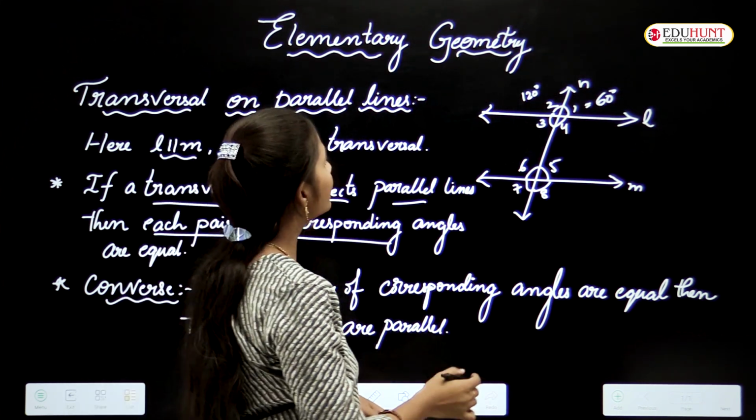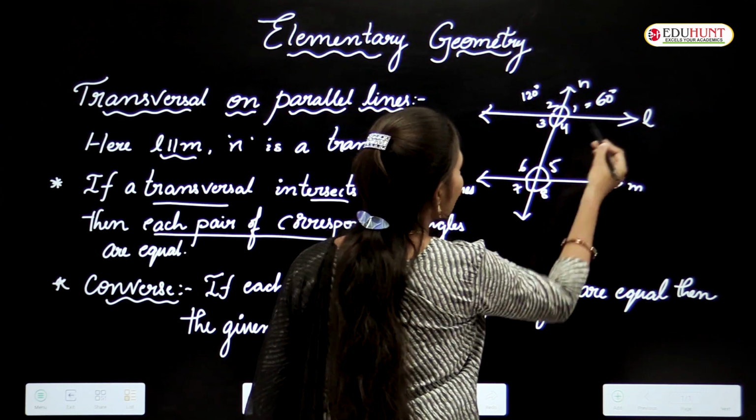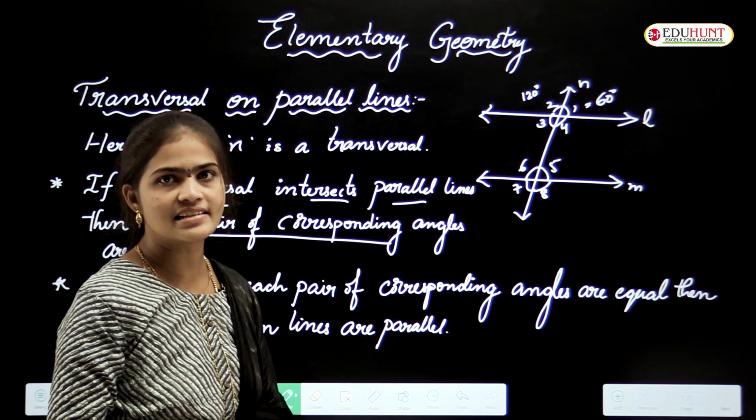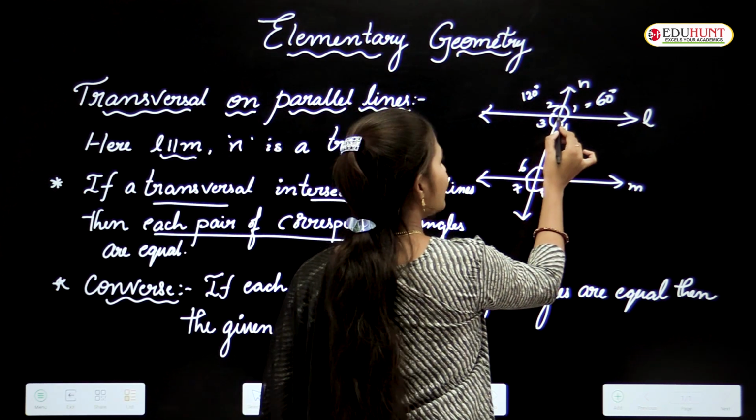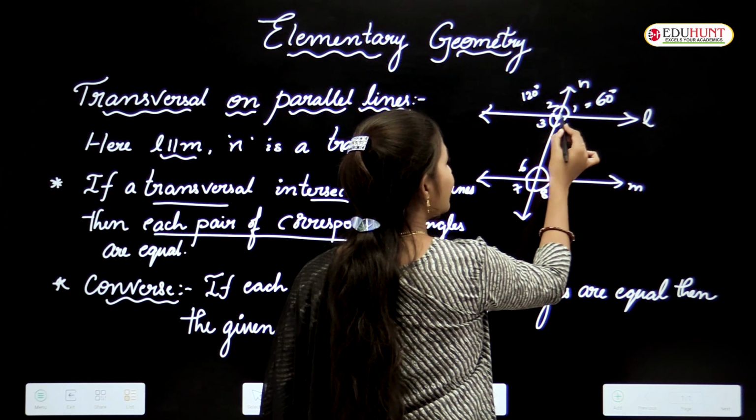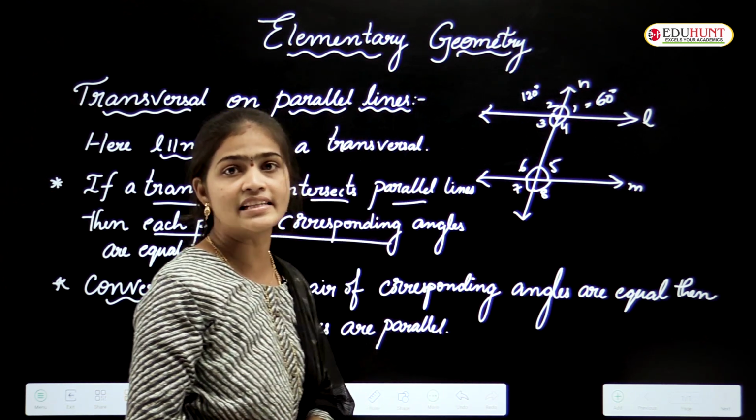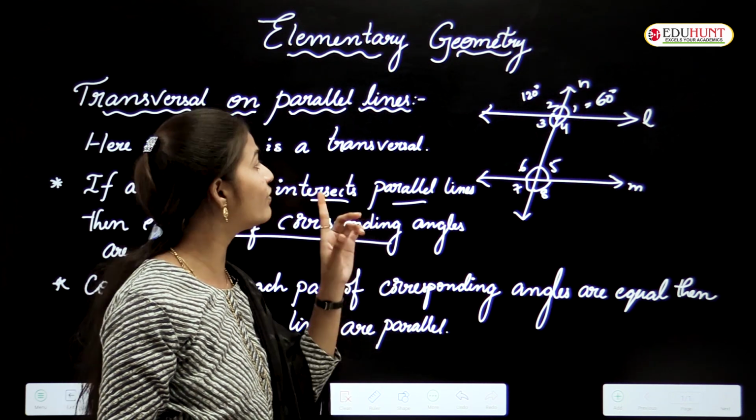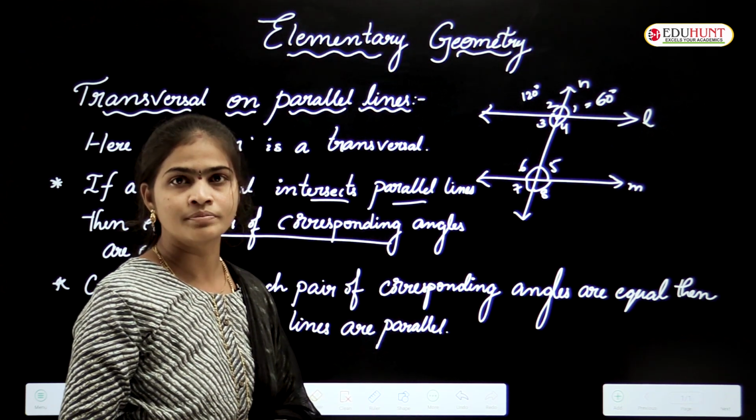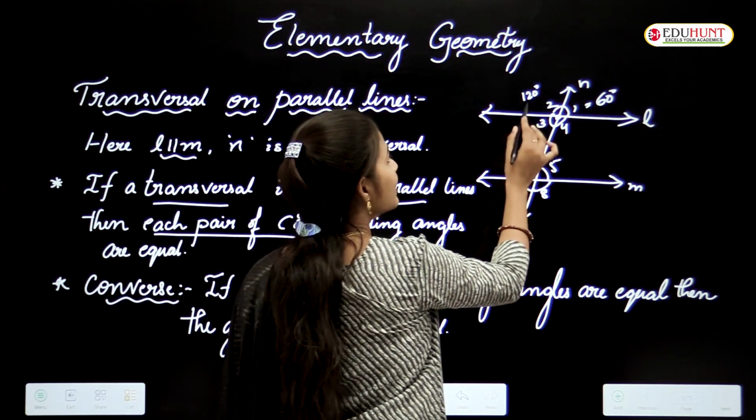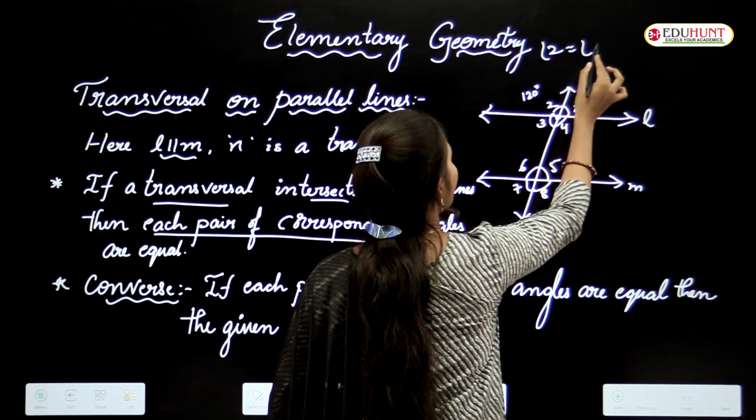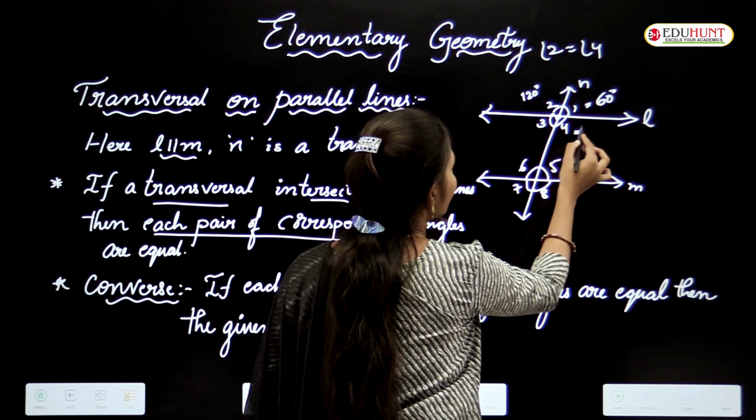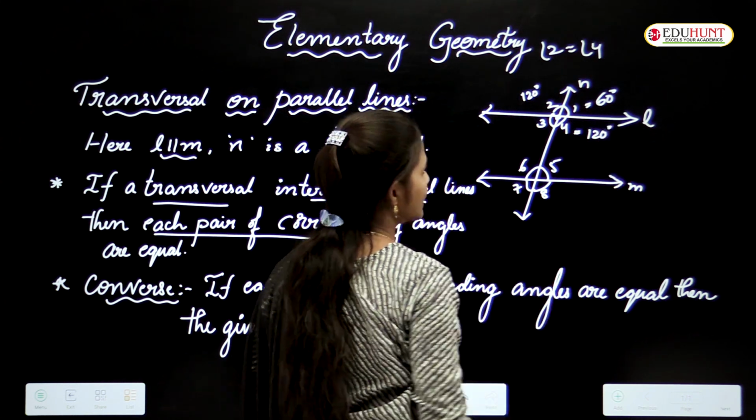Now observe that these two lines are intersecting lines. Which two lines? L and N are intersecting lines. Taking this as the intersection point, we can observe vertically opposite angles also. At the time of the vertically opposite angles topic, I told you that vertically opposite angles are equal. Already we know that condition. That's why angle 2 is equal to angle 4. So angle 4 is also equal to 120 degrees.